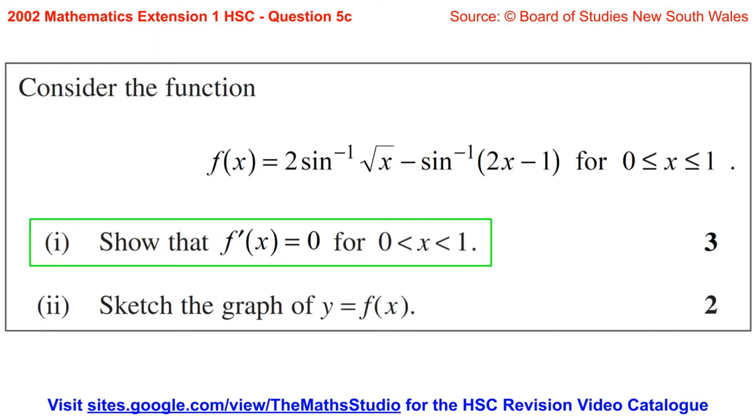Question 5c. Consider the function f of x equals 2 times inverse sine of the square root of x minus the inverse sine of 2x minus 1 for x greater than or equal to 0 and less than or equal to 1. Part 1. Show that f dash of x equals 0 for x greater than 0 and less than 1.